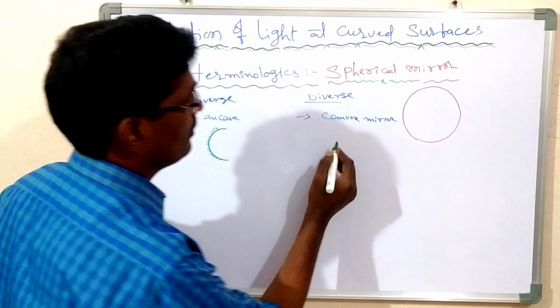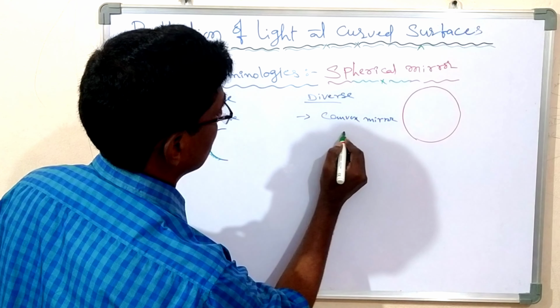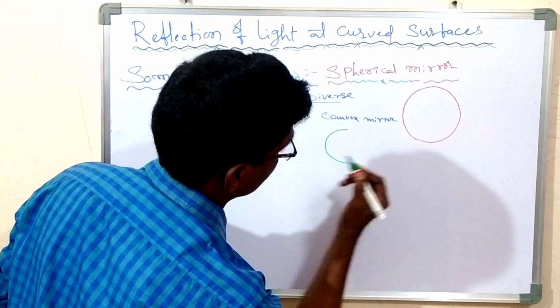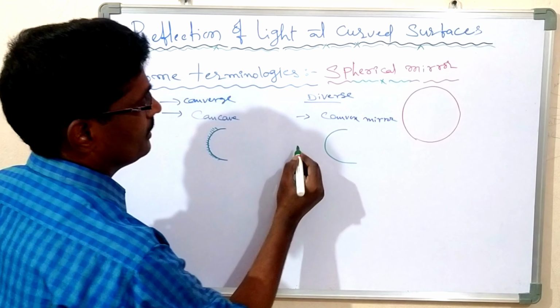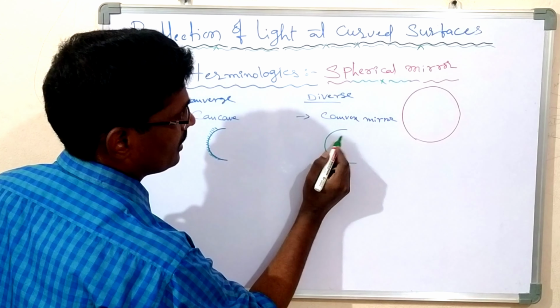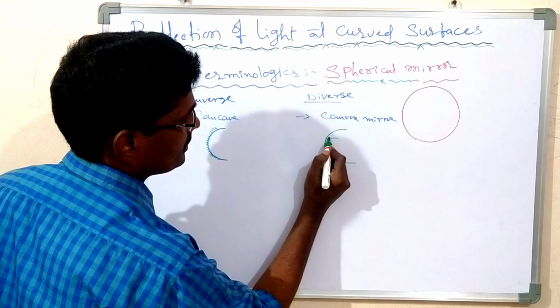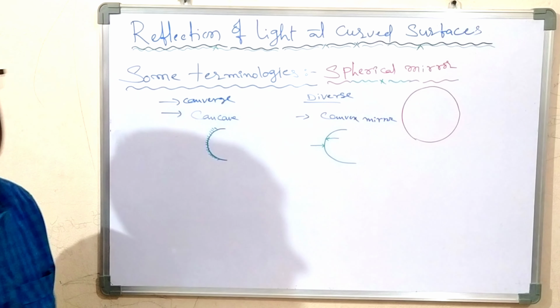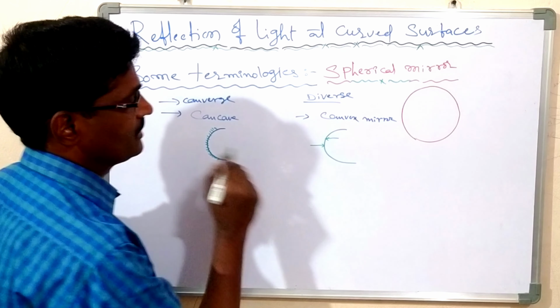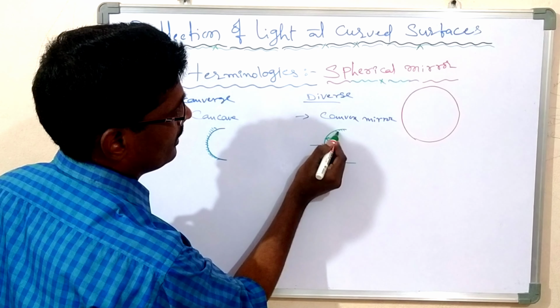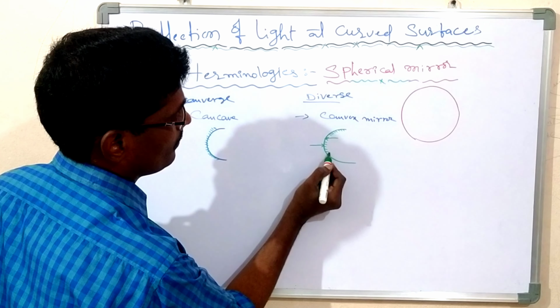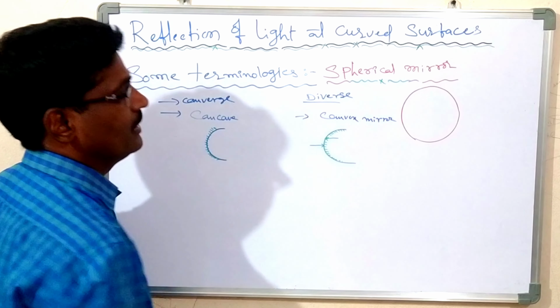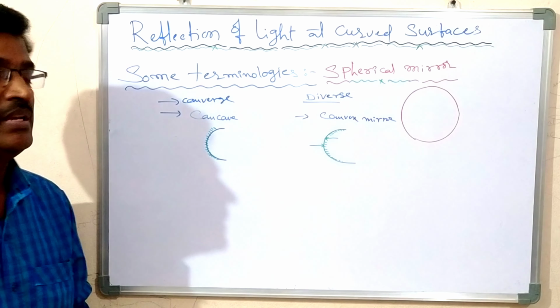Yes, in the convex mirror, see, this portion is concave and this portion is convex. In the convex mirror, the lines are present here. That is a convex mirror.